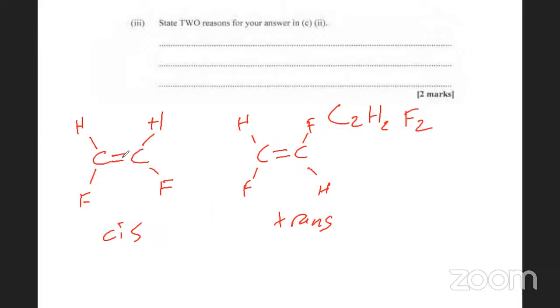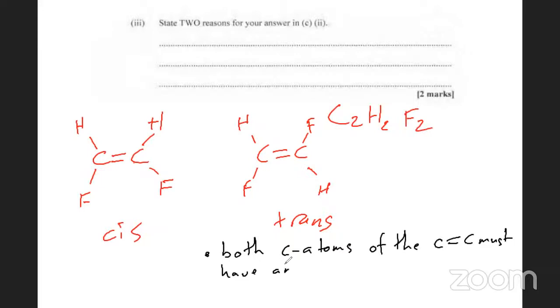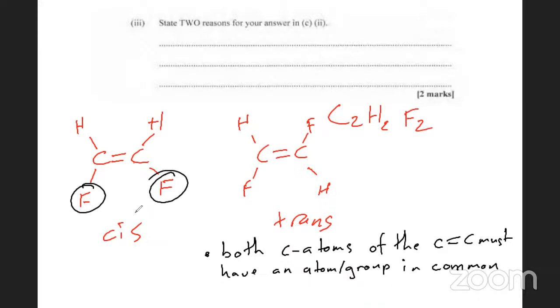Now, both of the carbon atoms must have a group in common. So what do we need for geometric isomerism? Both carbon atoms of the carbon-to-carbon double bond must have an atom or group in common. So for example, this carbon has fluorine, and this carbon has fluorine. We could have also used hydrogen as well. So they must have a group in common.